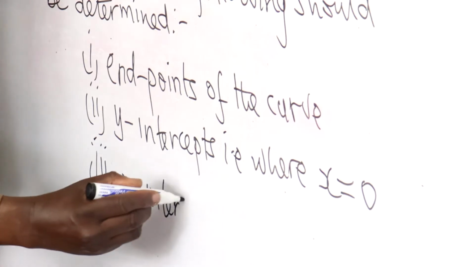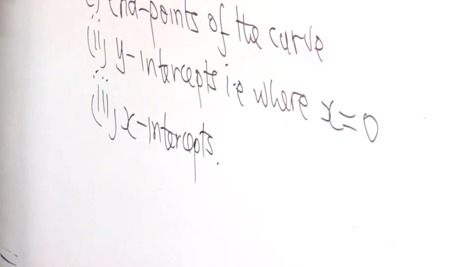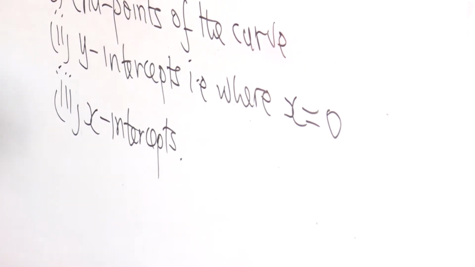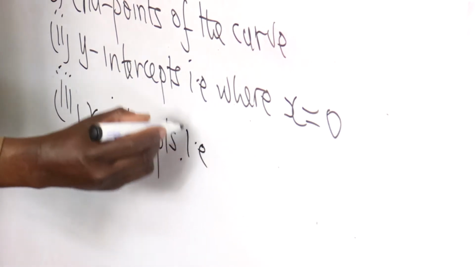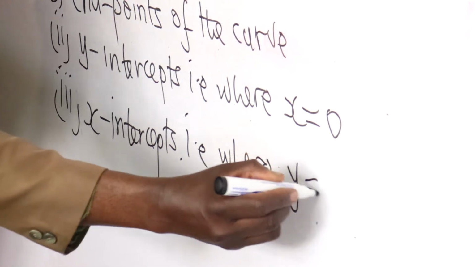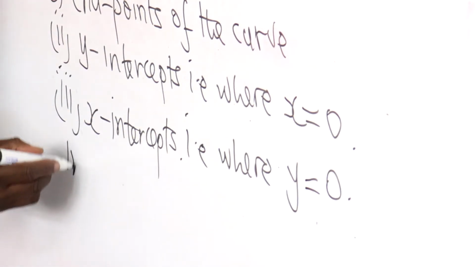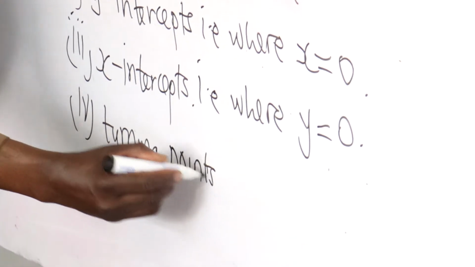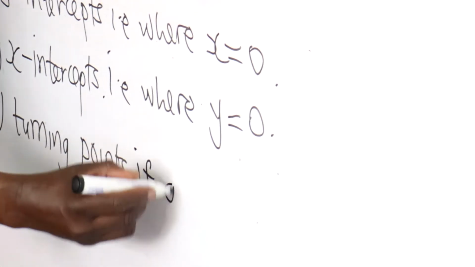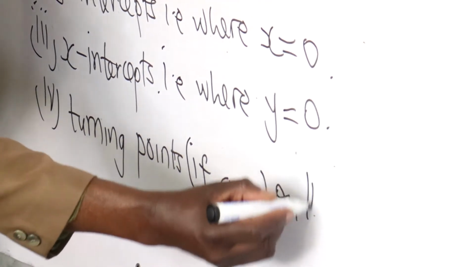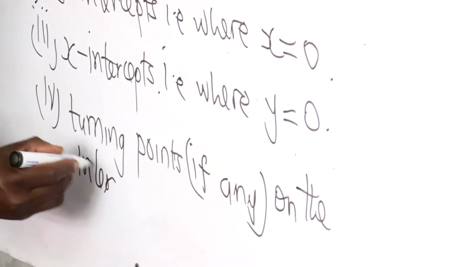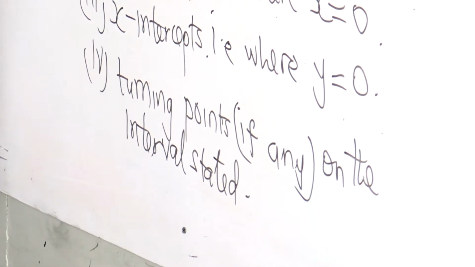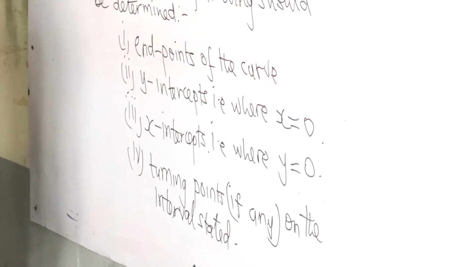In number 3, x-intercepts. I'm putting this generally because most graphs are drawn on xy axis. So x-intercept is where y is equal to 0. Then, turning points, if any, on the interval stated. So you will be able to sketch your curve if all these are determined.